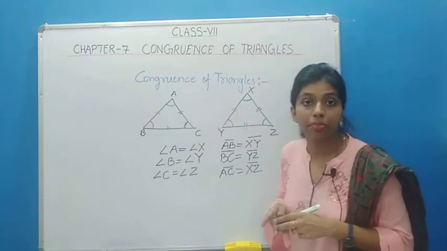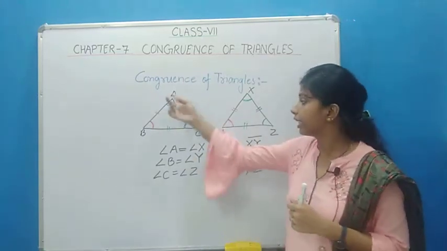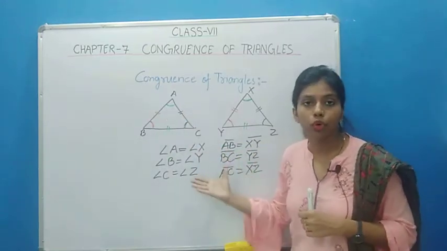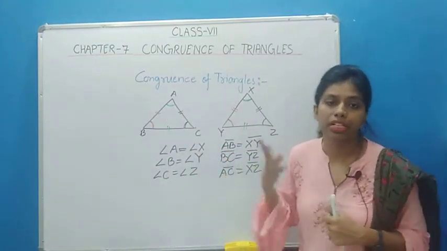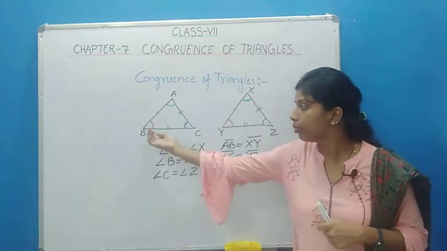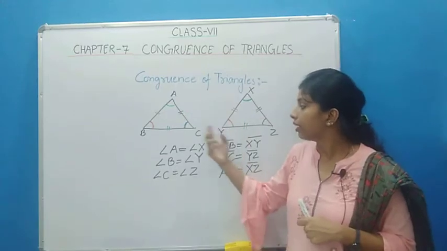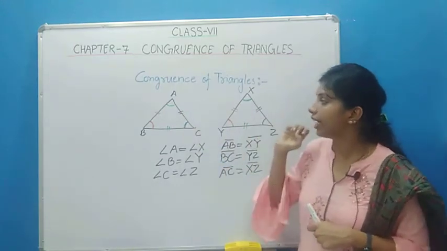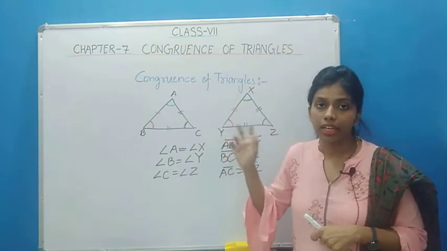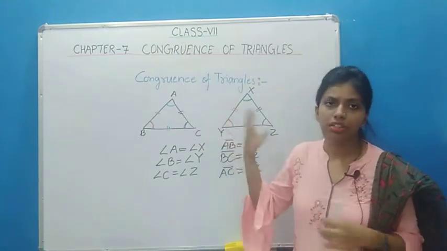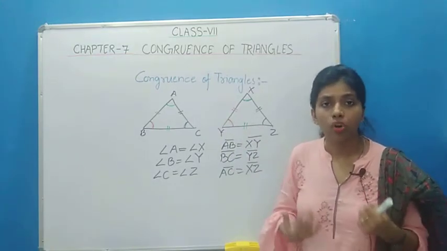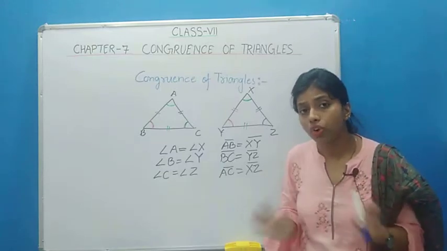To check the measurements, there are 3 angles and 3 sides. So all these 6 measurements must be equal. Suppose there are 2 triangles, in which angle B is equal to Y, angle C is equal to Z, but angle A is not equal to angle X. If all things are given equal but only 1 or 2 are not equal, it means that the triangles are not congruent.